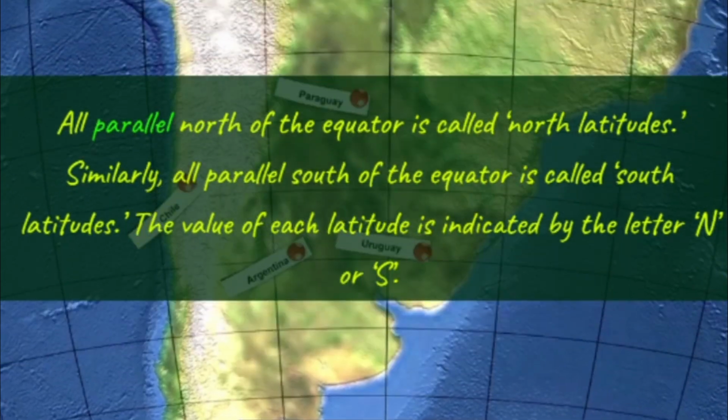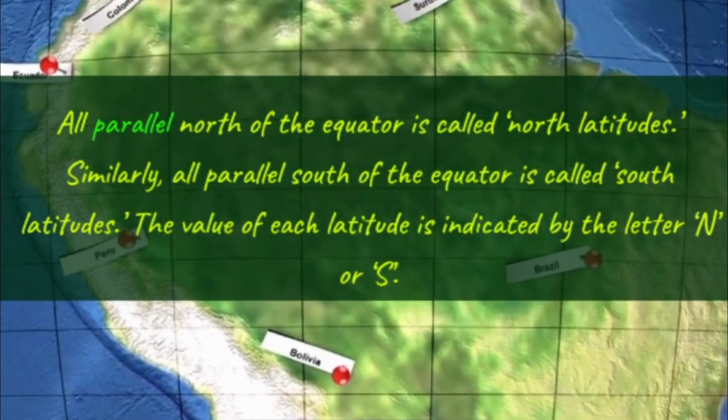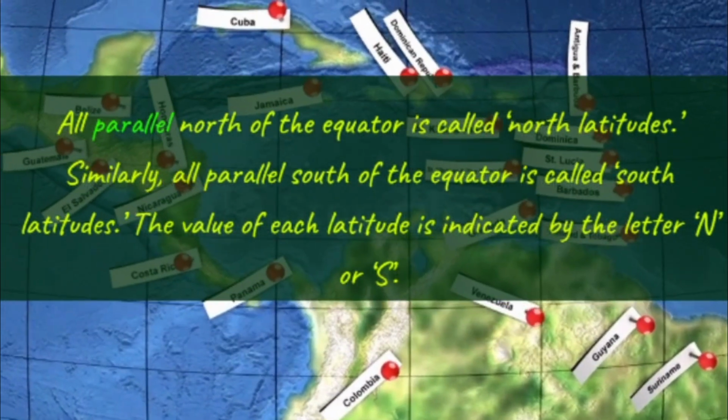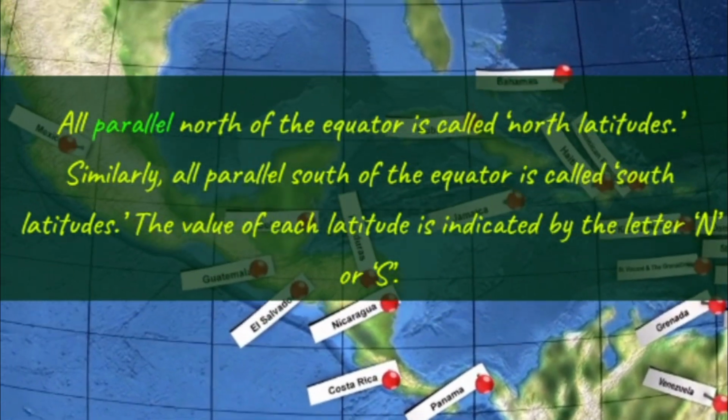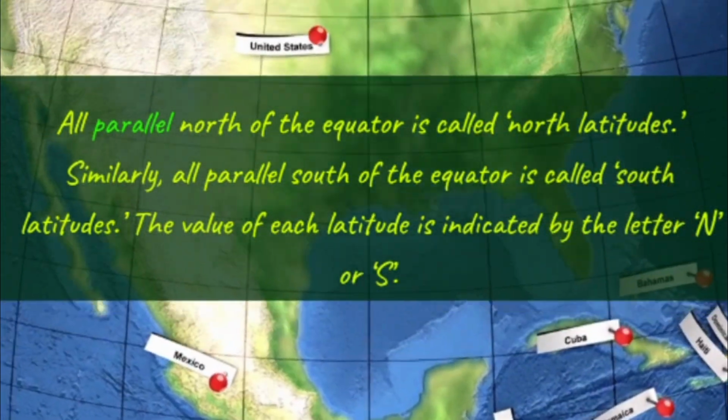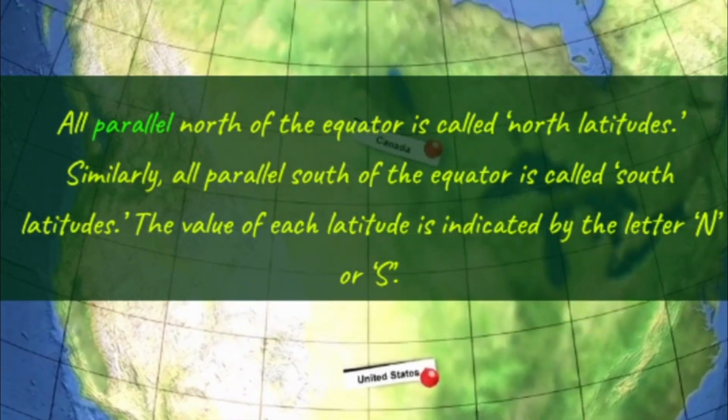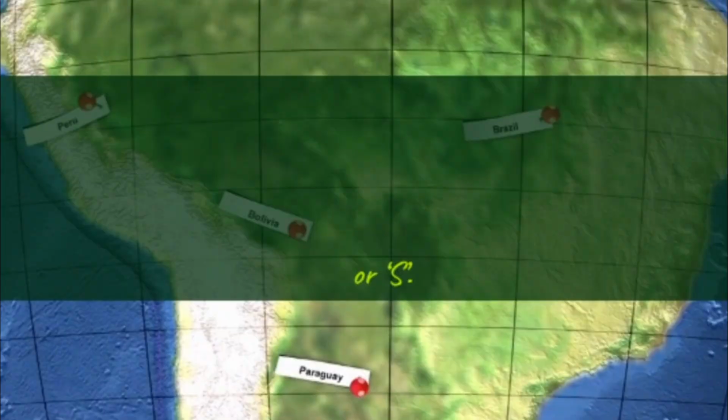All parallels north of the equator are called north latitudes. Similarly, all parallels south of the equator are called south latitudes. The value of each latitude is indicated by the letter N or S.